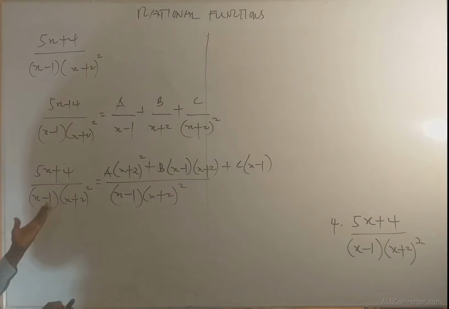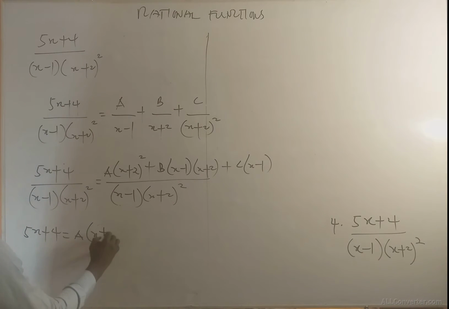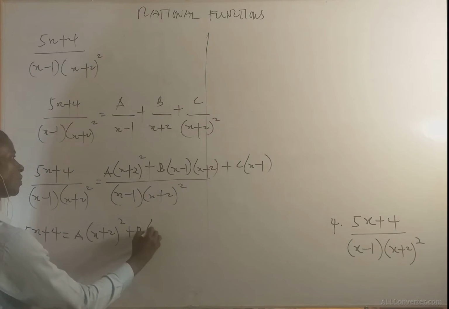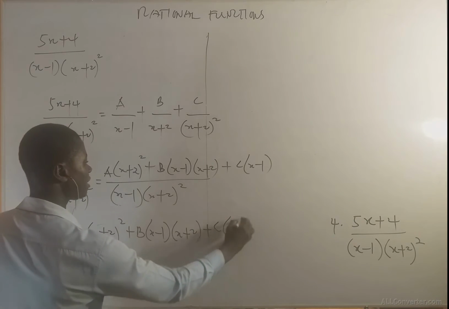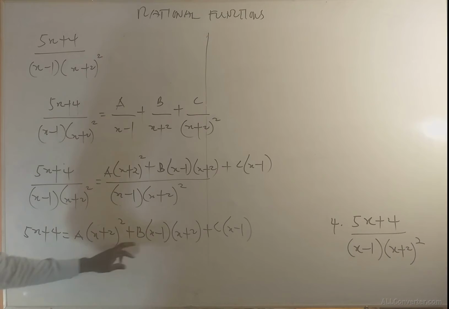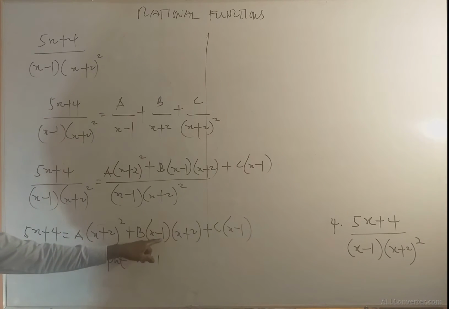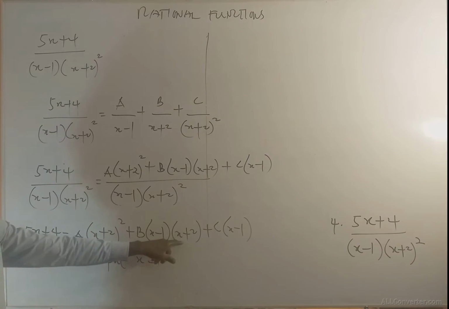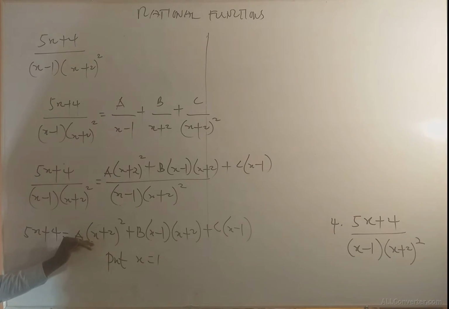So you realize that the denominators on the left and the right are the same. So we can equate the numerators. And equating, we have 5x plus 4 equals A into bracket x plus 2 all squared plus B, then we have x minus 1, we have x plus 2, then we have C, then we have x minus 1. So we are now going to solve for A, B, and C. Now when we look at this identity, you realize that when we put x equals 1, then 1 minus 1 will give us 0 here. So 0 times the B times x plus 2 gives us 0. And 1 minus 1 also gives us 0. So 0 times C will give us 0. So we are left with A.